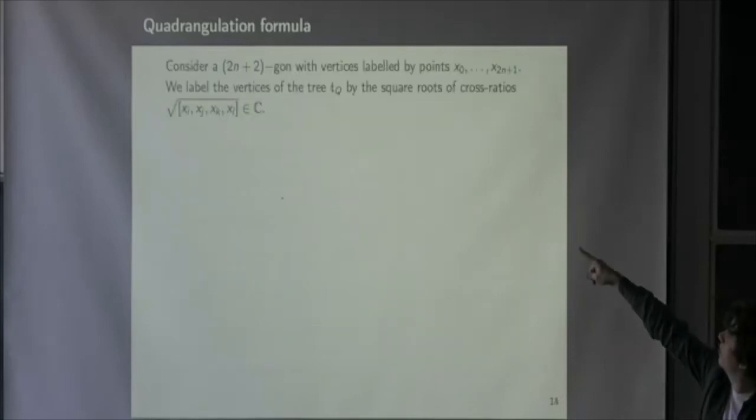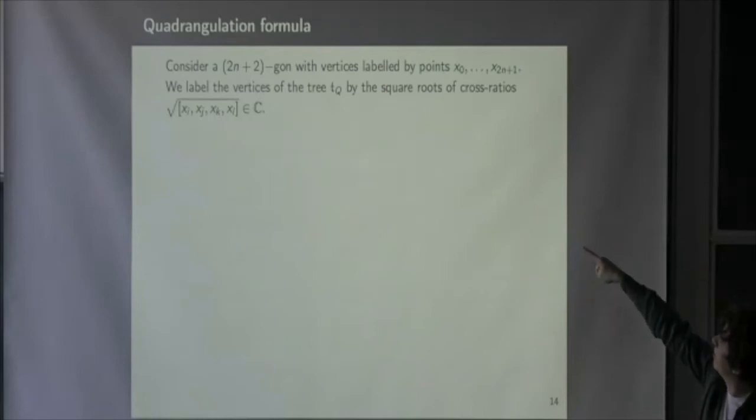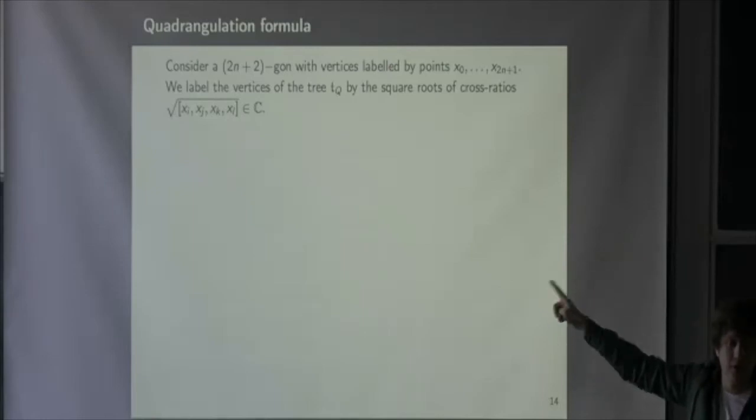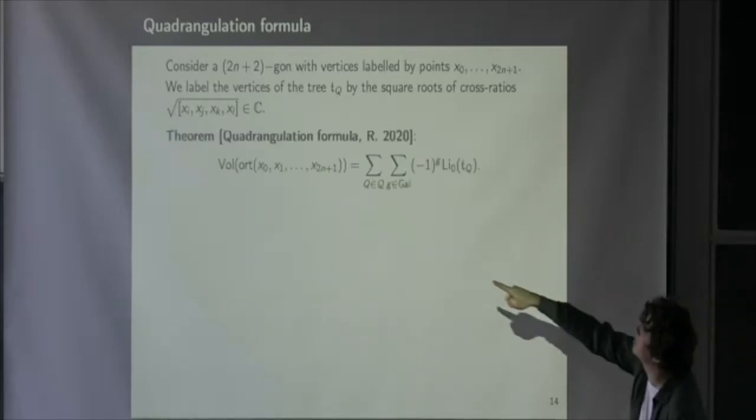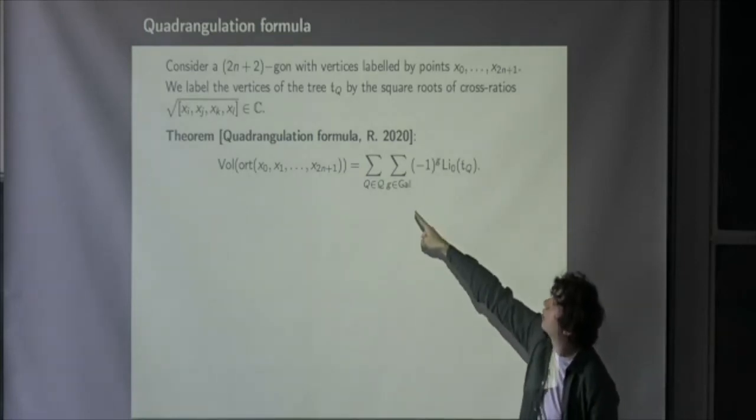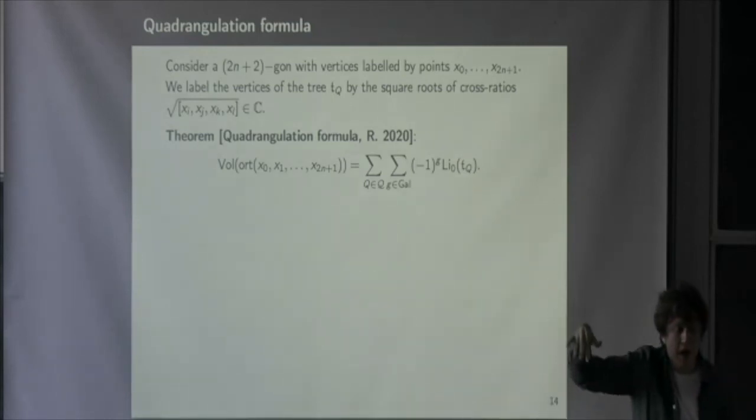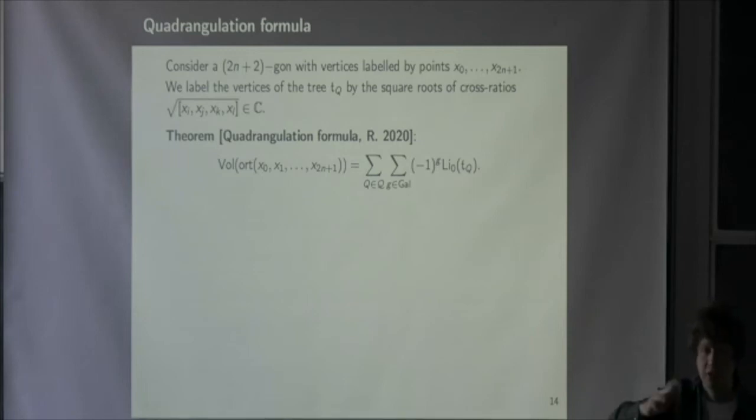So I consider my 2n plus 2 gon. Vertices are labeled by points. It gives me an orthoscheme. And I live on this covering, so I know all the square roots of cross ratios. So now I can label any tree corresponding to quadrangulations by roots of cross ratios. Not cross ratios, but roots of cross ratios. And then the statement is that to compute the volume of an orthoscheme, you need to sum over all quadrangulations the polylogarithm attached to this tree with square roots. And also you need to sum over monodromy with some character I'm not going to mention, where you change signs of square roots in a certain way. And this gives a formula for the volume.